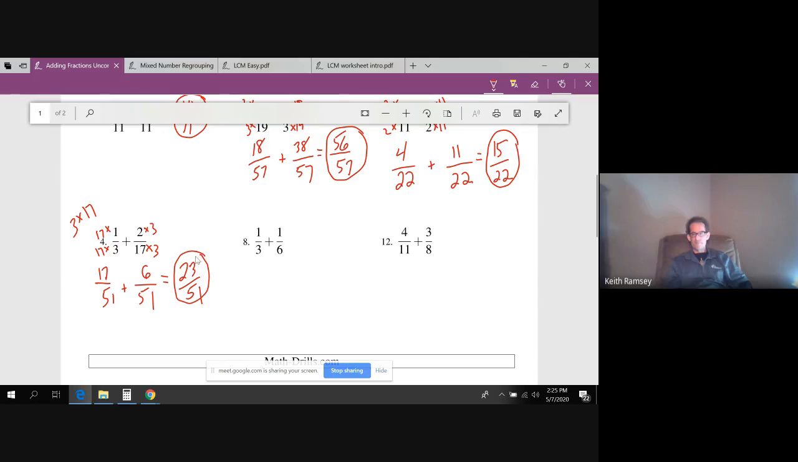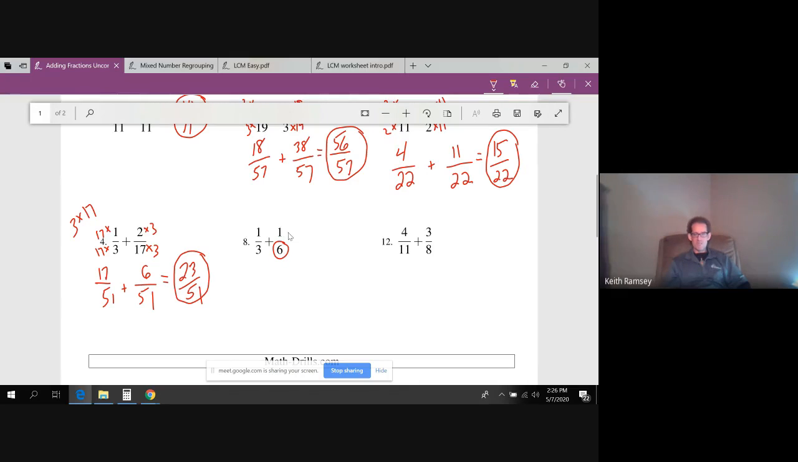So I'm done. Okay, for number 8, I've got 3 and 6, and I want to think about what my common denominator is going to be. What's my least common multiple? So if 3 is prime and it's a factor of 6, it fits into 6 evenly, then 6 is your least common multiple. It's your common denominator.